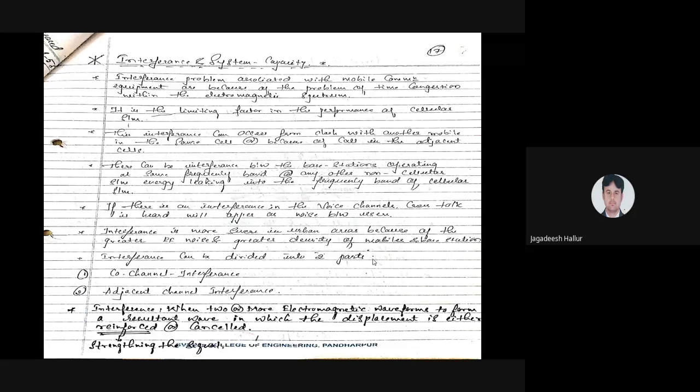Interference mainly occurs when two base stations are operating at the same frequency. At that time, this interference will happen. And interference also occurs as a crosstalk between two signals.